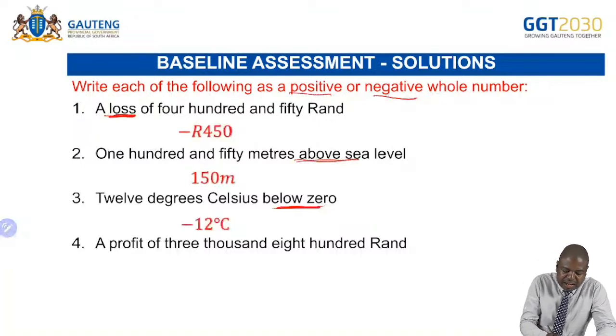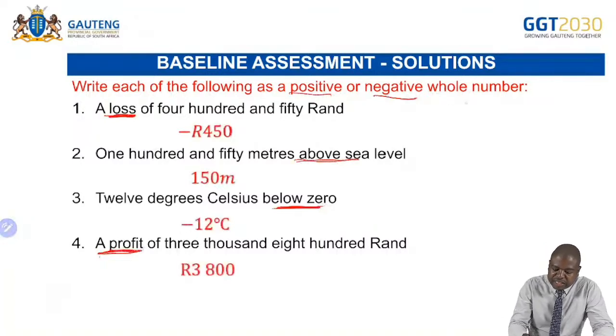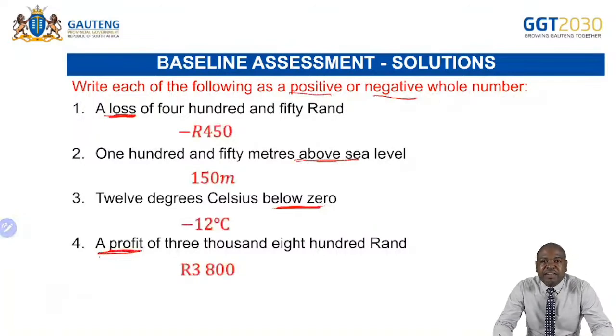And then lastly, a profit. If you're talking about a profit, you will have gained something, right? So which is positive. So a profit of 3,800 rands. So you simply write it as 3,800 rands. Remember, you're supposed to write it as a whole number, right?